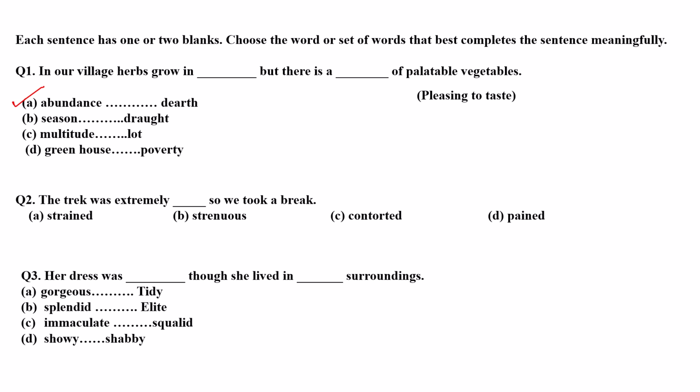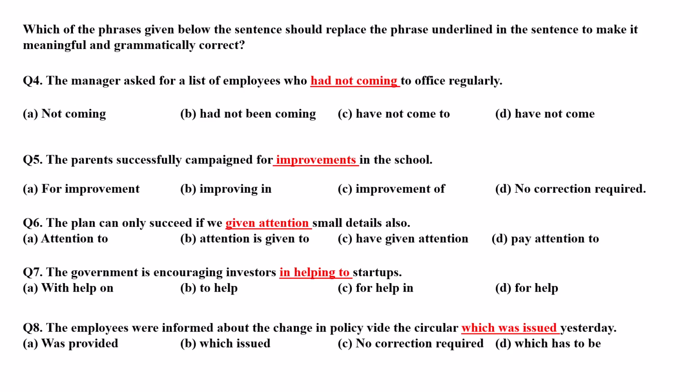Okay, it's less. Now the second one is: the trek was extremely dash, so we took a break. So when you go for a trek, obviously you have to put in more effort, isn't it? So strenuous. Strenuous means great effort. So B is the correct option. Third one: her dress was dash, though she lived in dash surroundings. So her dress was immaculate. Immaculate means neat and clean, though she lived in squalid surroundings. Squalid means dirty surroundings. Okay, so the correct option is option C.